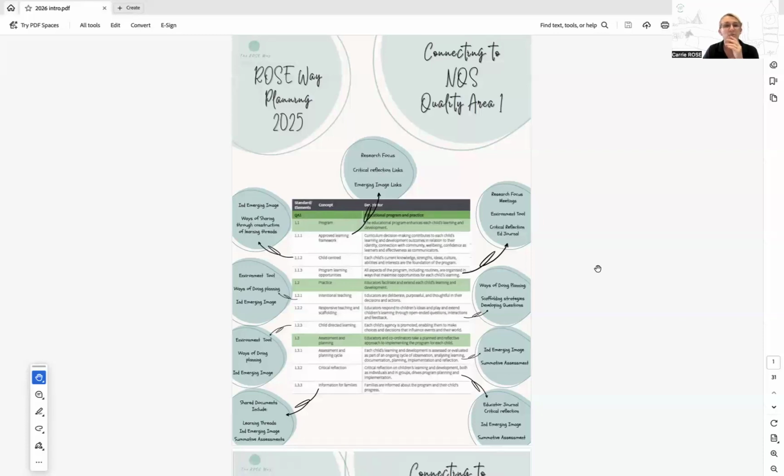Welcome to the info session about Roseway planning. I'm going to take you through each of the four phases of the planning framework, talk a little bit about it, and what the framework subscription comes with.